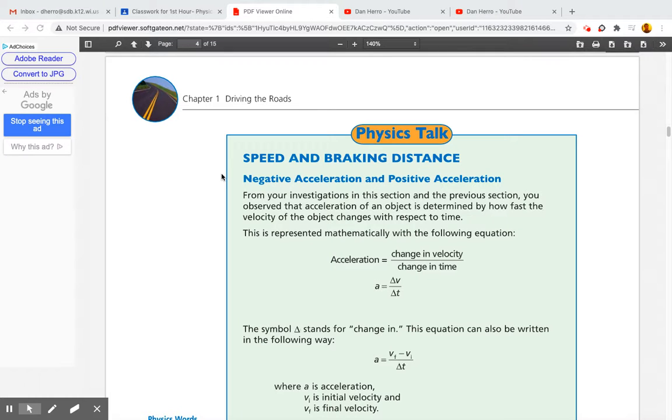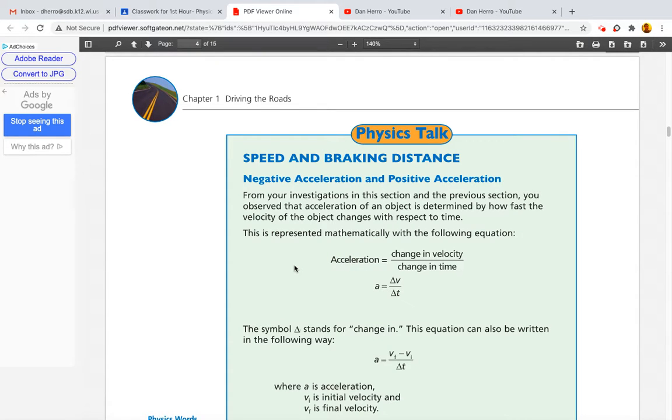Chapter 1, Section 5, Physics Talk: Speed and Braking Distance, Negative Acceleration and Positive Acceleration. From your investigations in this section and the previous section, you observe that acceleration of an object is determined by how fast the velocity of the object changes with respect to time. This is represented mathematically with the following equation.